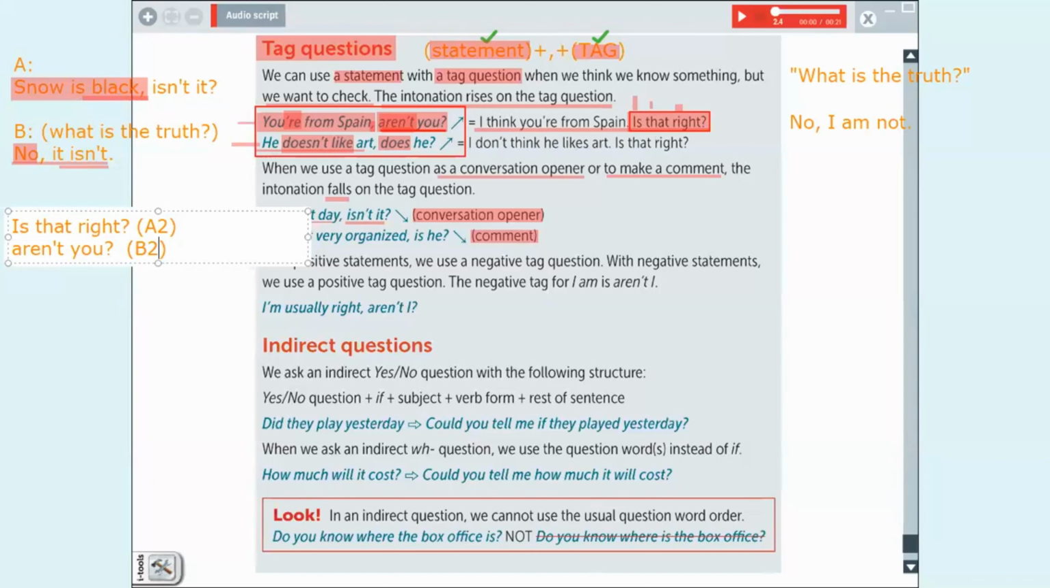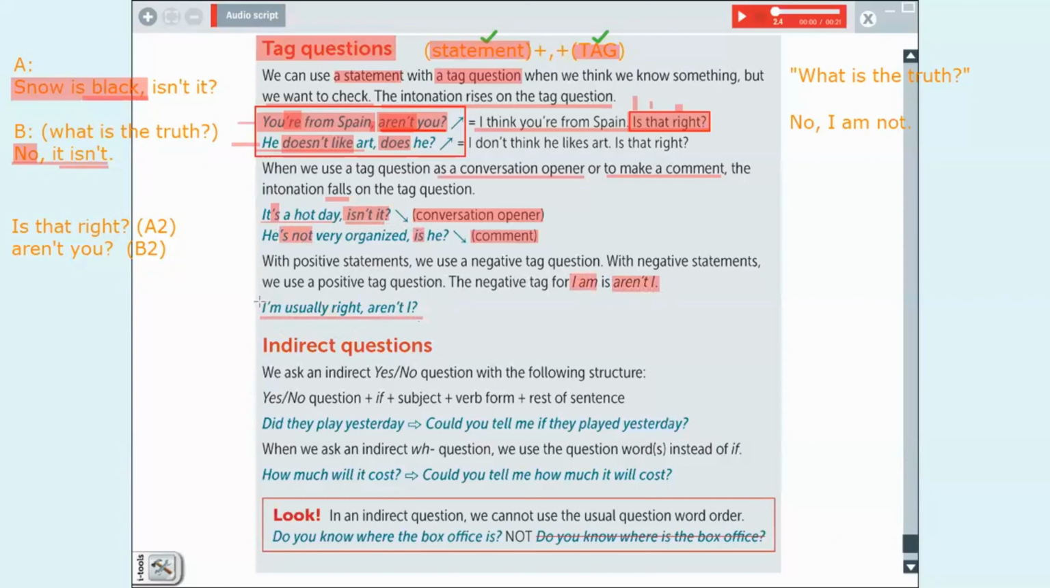Now you need to include tags. As you can see, we have a positive statement with a negative tag, and a negative statement with a positive tag. With positive statements, we use a negative tag question, and with negative statements, we use a positive tag question. The negative tag for "I am" is "aren't I." Help me with this example, please. I'm usually right, aren't I?